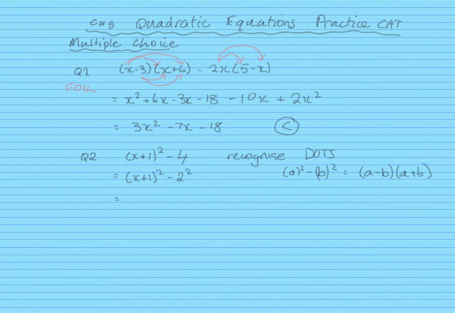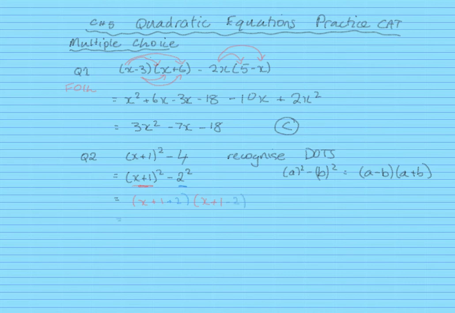And so I put the first term of both at the front. So there's the red one there, the x plus 1. That goes at the front of each bracket. The 2 goes at the back of each bracket. And then I have a plus and a minus. So I've got x plus 1 plus 2, x plus 1 minus 2.